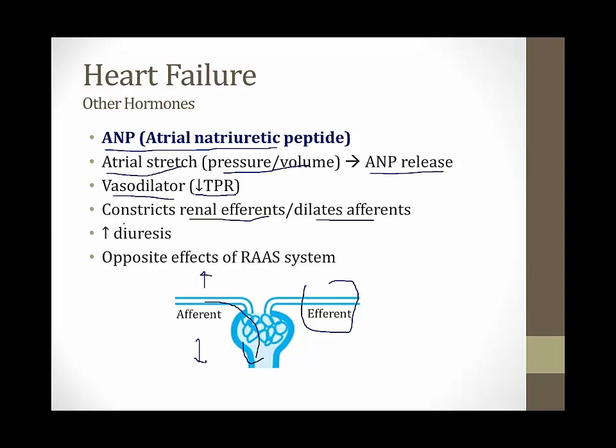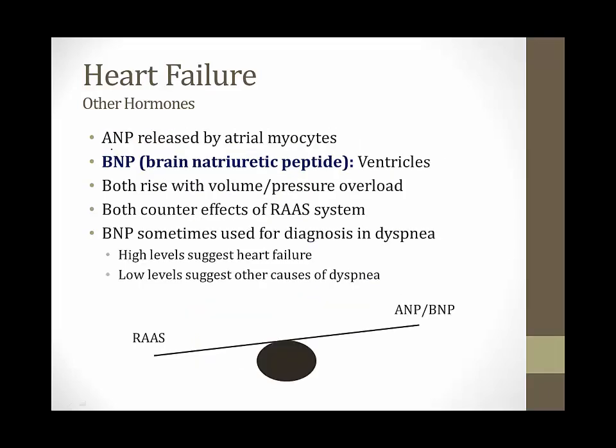That will increase the urine output and cause a diuresis. So this is also the opposite of the salt and water retention that occurs with the renin-angiotensin system. So you can just remember that all the effects of ANP are basically the opposites of the RAAS system. I told you ANP is released by atrial myocytes.